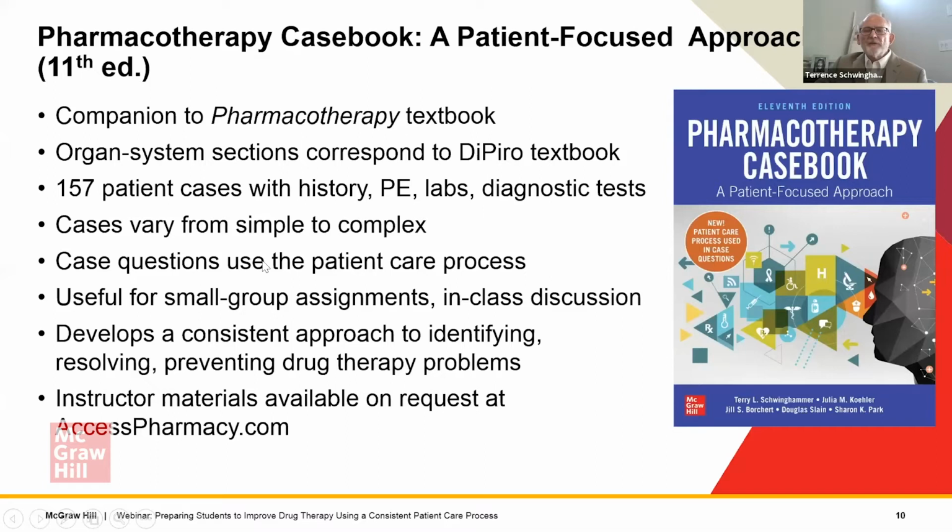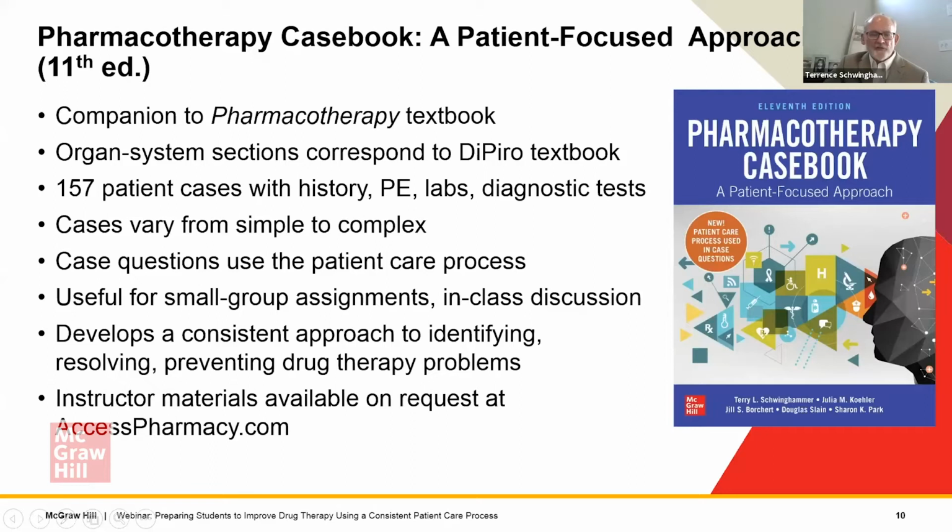In the new 11th edition that was just published, we changed the way the questions are asked after the cases, so that they now follow the patient care process. So this again is much more consistent with the setup of the pharmacotherapy textbook. If you haven't used the casebook before, there's a variety of ways that it can be used. You can assign small groups of students a specific case to study outside class and answer the questions that are asked, or you can use it for in-class discussion.